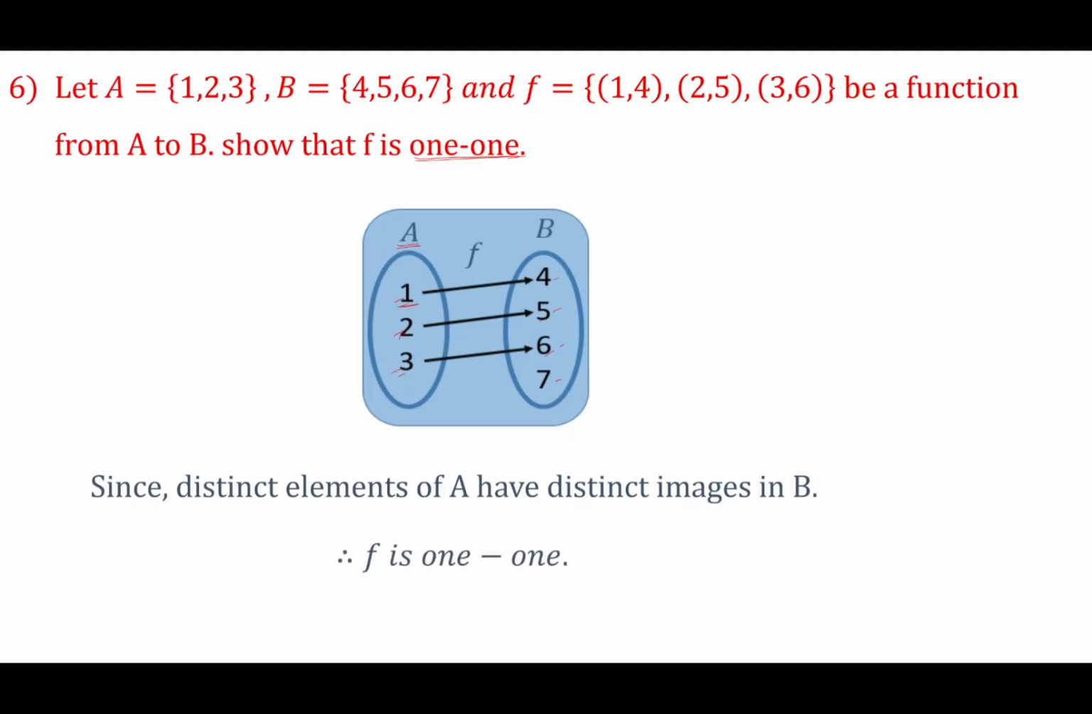But if you see, it is not an onto function because the element of set B, the codomain, does not have any pre-image in its domain. That is why it is not an onto function, but it is a one-one function.